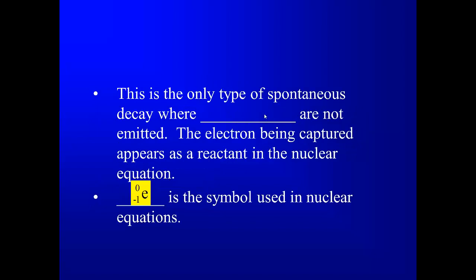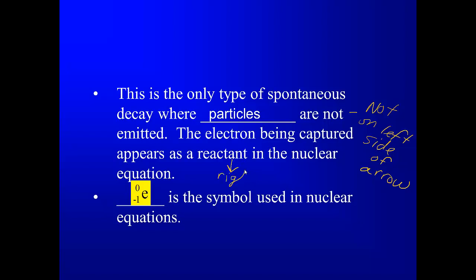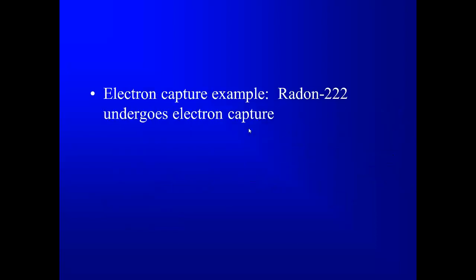So this is the only type of decay we're going to look at where we're not spitting out the particles. They're not going to be written on the right side of the arrow like the other ones were. It's being captured, so it's going to be a reactant, meaning you're going to show it up on the left side of the arrow. But look, the sign is the same. 0, -1, electron. Now, traditionally you don't see the beta in here. You see it as an electron.